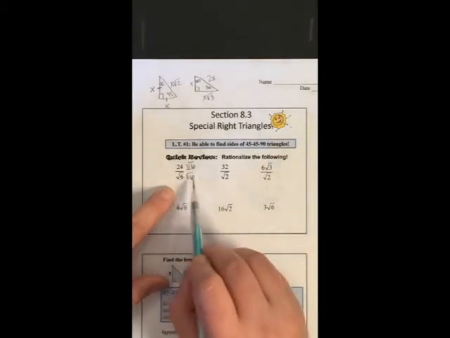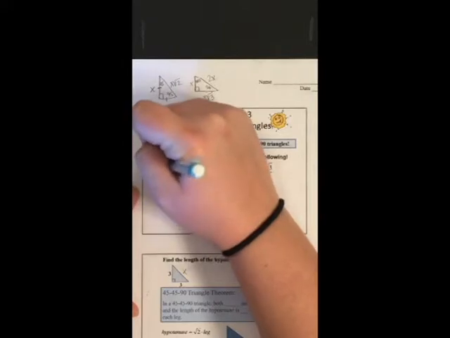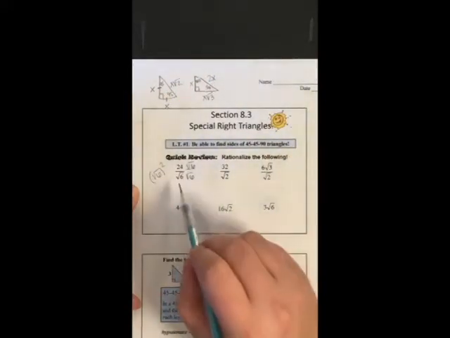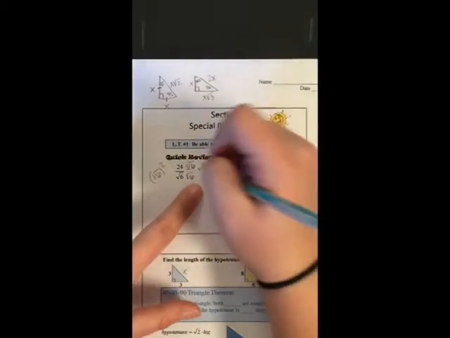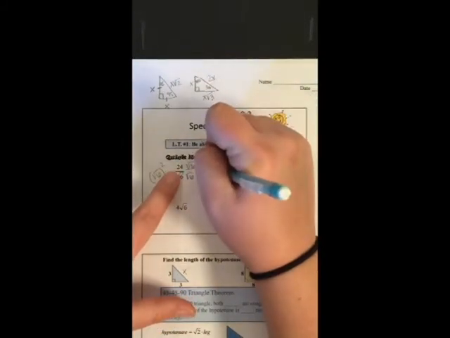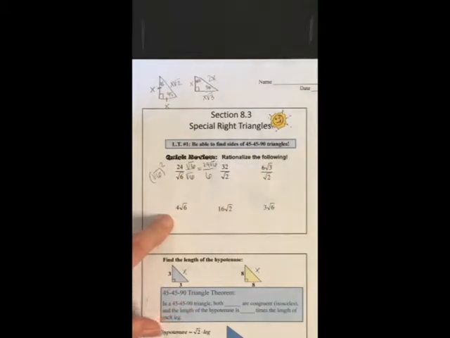So the square root of 6 times the square root of 6 is the same thing as the square root of 6 squared. And we know that squares cancel out that square root. So if I multiply a square root by itself, it's going to get rid of the square root, and you're just left with 6. And then on the top, I have 24 square root 6. It's okay to have square roots on the top.